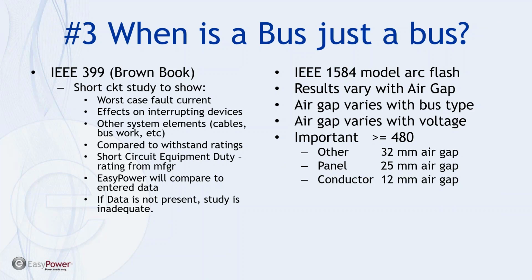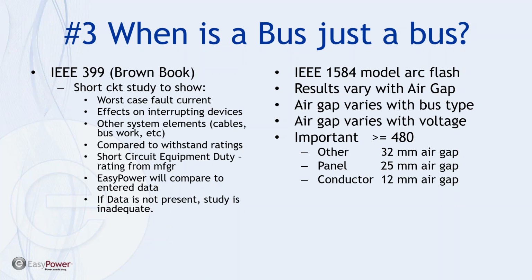Third most popular error, and that is to just disregard the fact that bus types and other parameters in the bus have a significant bearing on the satisfactory completion of my study. The Brown Book, which is the appellation for IEEE 399, describes what's required for a short circuit study and how to conduct it. And the things that we're looking for is a worst case fault current, the effects on interrupting devices and other system elements.